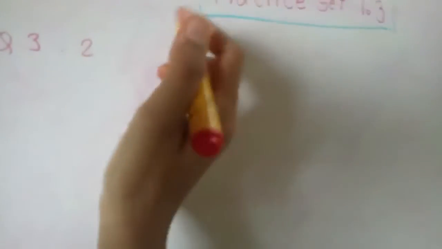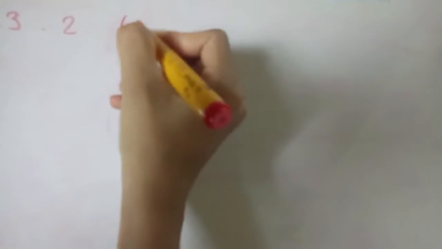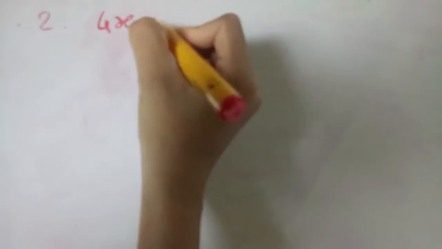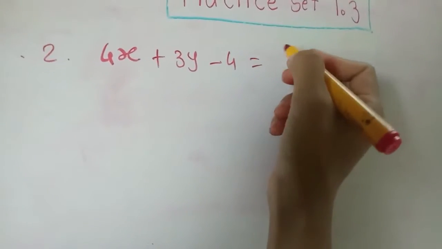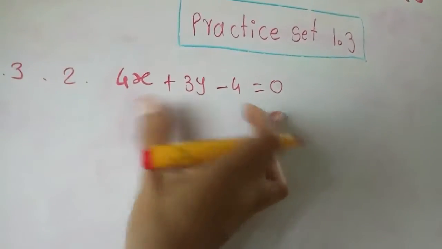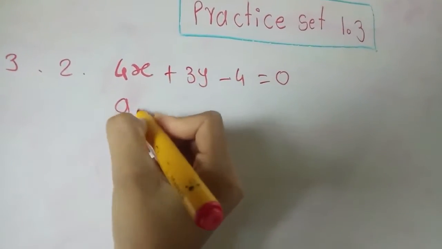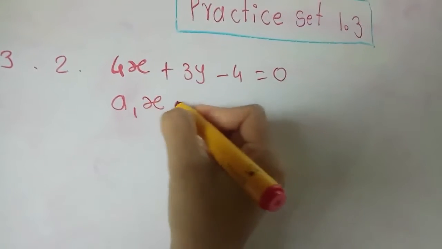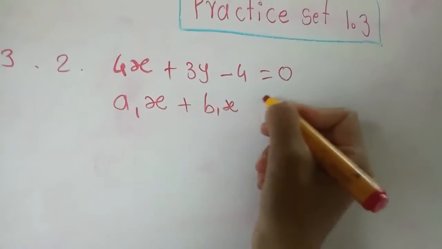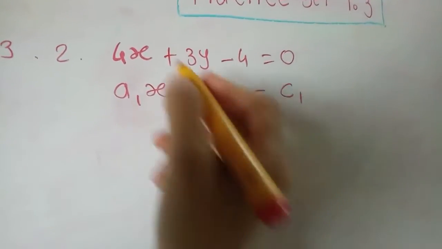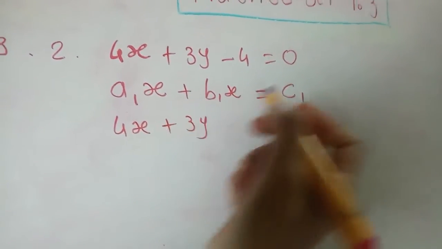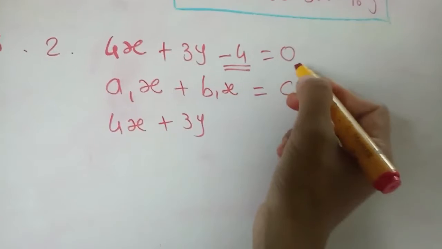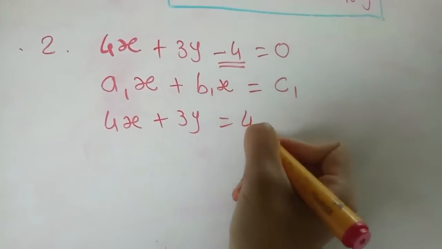में से क्वेश्चन नंबर 2 है 4x प्लस 3y माइनस 4 इज इक्वल्स टू 0. तो ये इक्वेशन को हमें इस फॉर्म में लाना है a1x प्लस b1y इज इक्वल्स टू c1. तो ये इक्वेशन हो जाएगा 4x प्लस 3y. सो माइनस 4 को हमें इस साइड लाना होगा तो ये होगा प्लस 4.